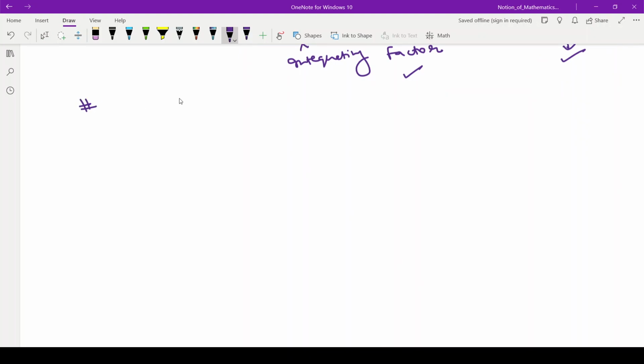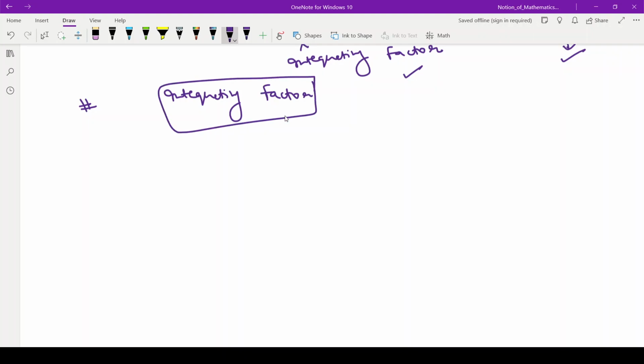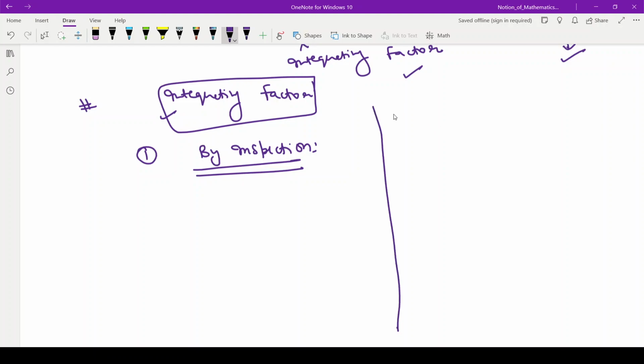Now students, I am going to tell you how to find the integrating factor. So that is our next question. How to find the integrating factor? There are many ways of finding an integrating factor, and the very first method is by inspection. I can discuss this method with the help of one question, but before that I want to tell you a few more concepts.